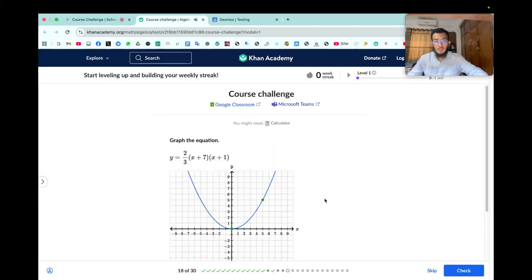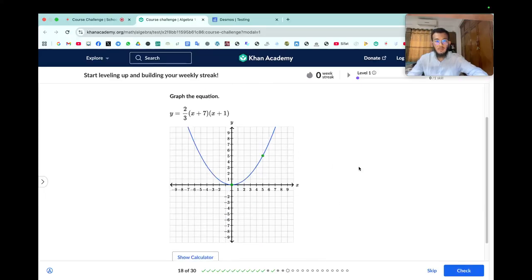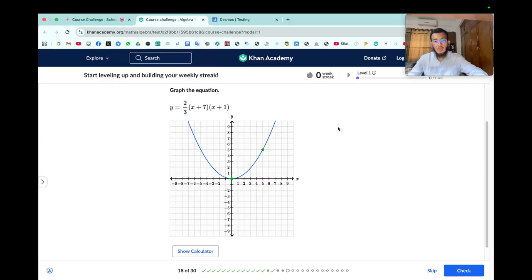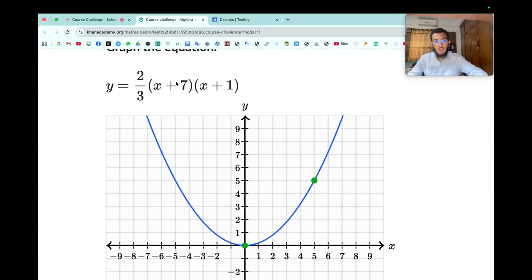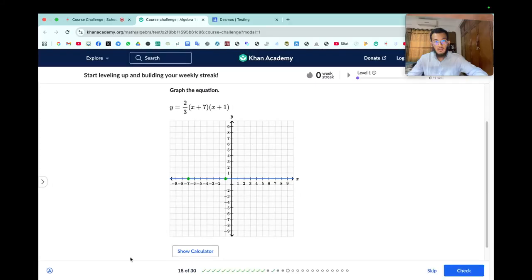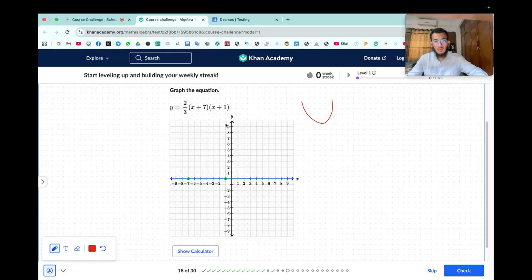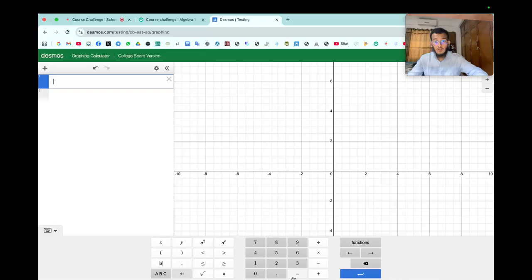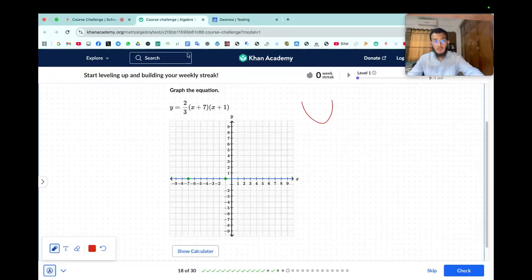All right, we have to graph this equation. It is given in a factorized format, so we can set this one equal to 0 and get the root of -7, and set this one equal to 0 and get the root of -1. But the problem is it is not a straight line. It is a parabola, a smiley face. So we have to find the vertex as well, which is the average of -7 and -1, using the concept of symmetry. -1 plus -7 divided by 2 is -4, so it's -4.